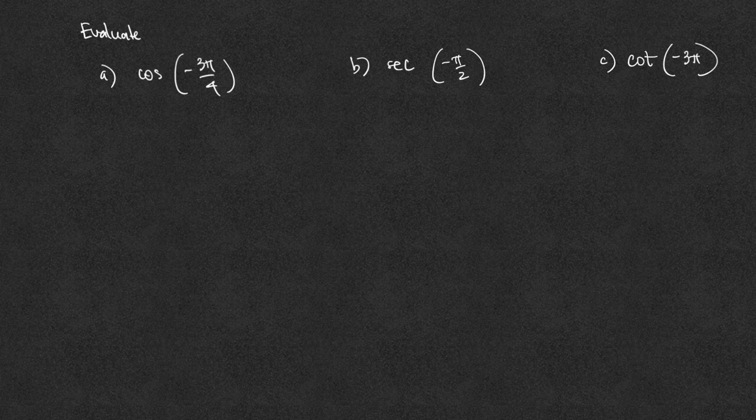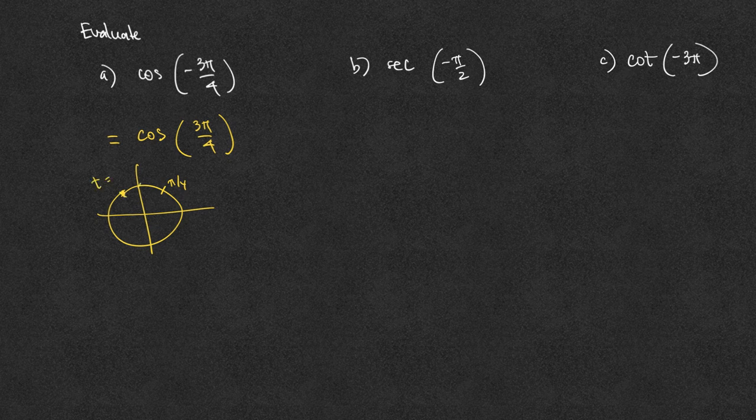Cosine is an even function, so cosine of negative 3 pi over 4 is the same as cosine of 3 pi over 4. 3 pi over 4 is in the second quadrant. 1 pi over 4, 2 pi over 4, and then 3 pi over 4.